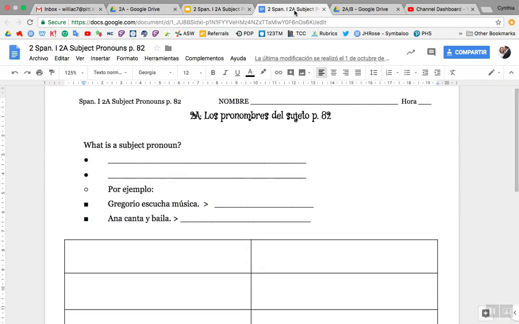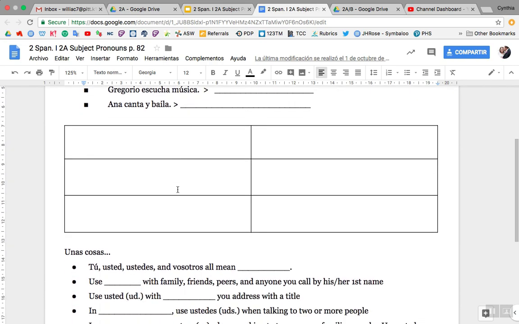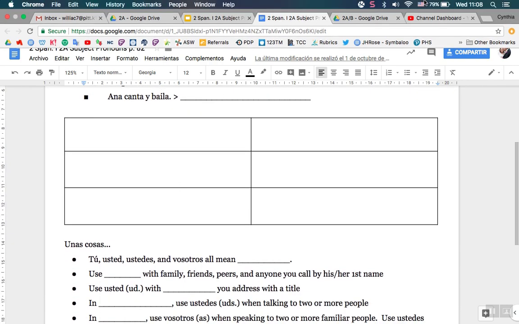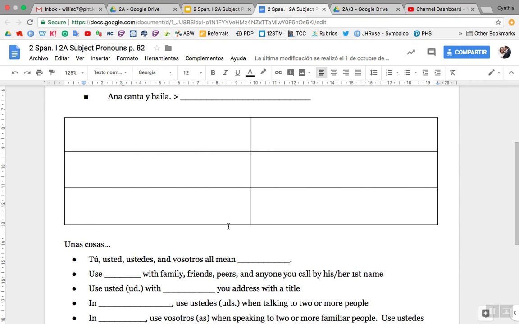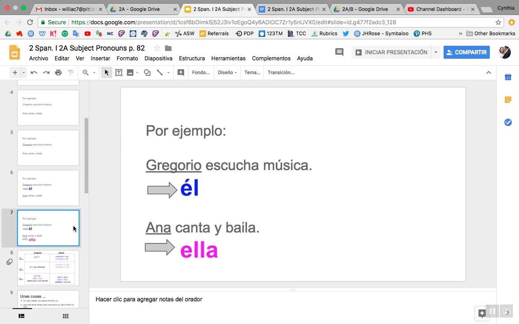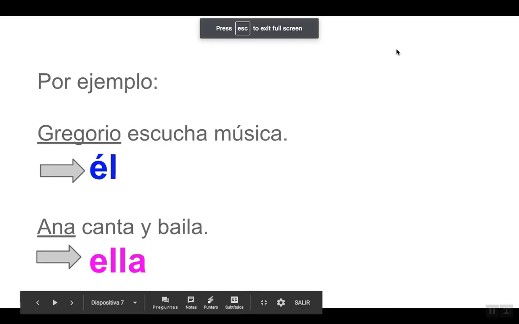Let's continue. We have our chart here. So with our chart, there's a certain way we're going to fill it in, and that is based on some very specific things about this chart. So I'm going to go ahead and open this up as a presentation so you can slowly see it come to life. Okay?